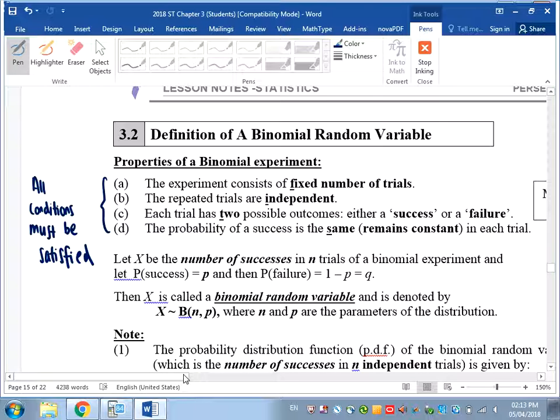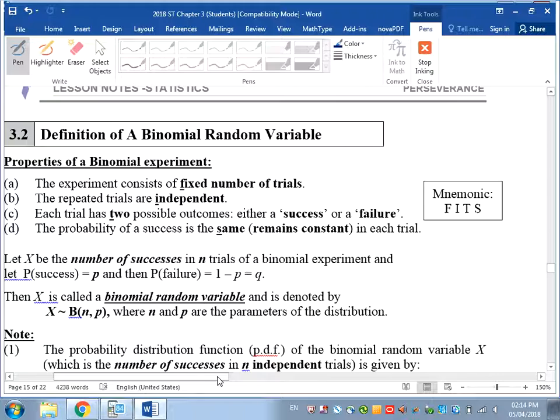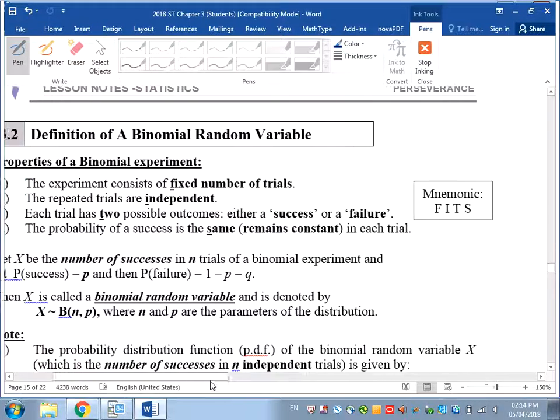So the mnemonic is as such. Fixed number of trials, we use an F. Independent is an I. Two outcomes, T. Probability same, S. So you can remember it as FITS. That is the mnemonic.